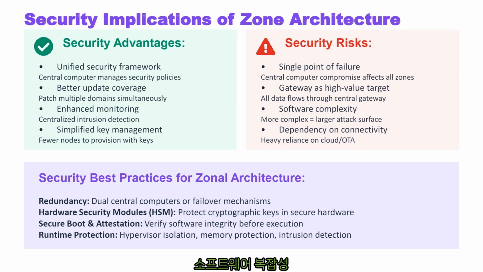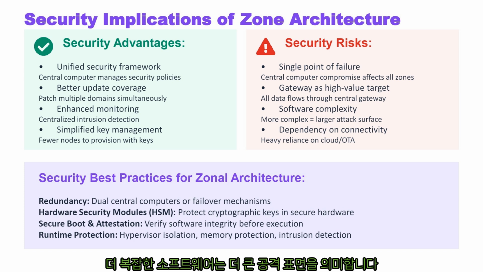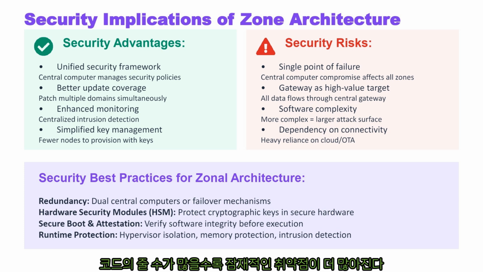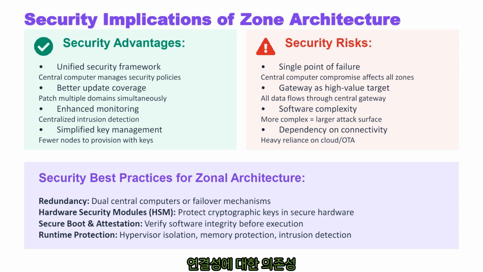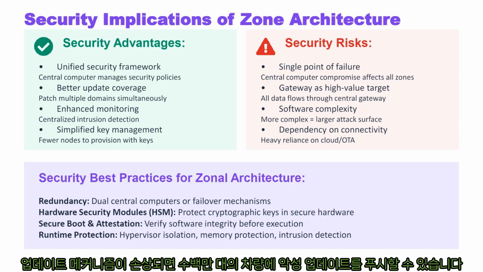Software complexity. More complex software means a larger attack surface. More lines of code means more potential vulnerabilities. Dependency on connectivity. Heavy reliance on cloud and OTA. If your update mechanism is compromised, you could push malicious updates to millions of vehicles.